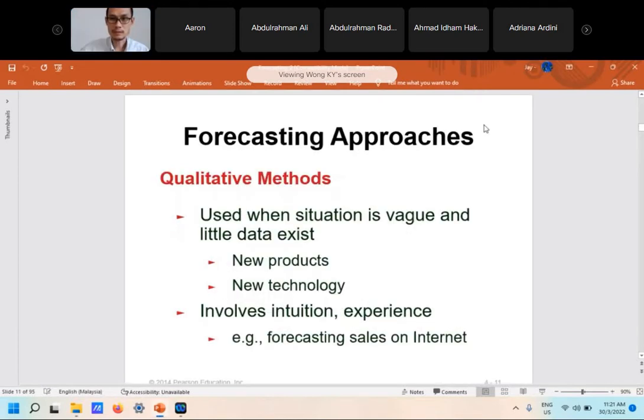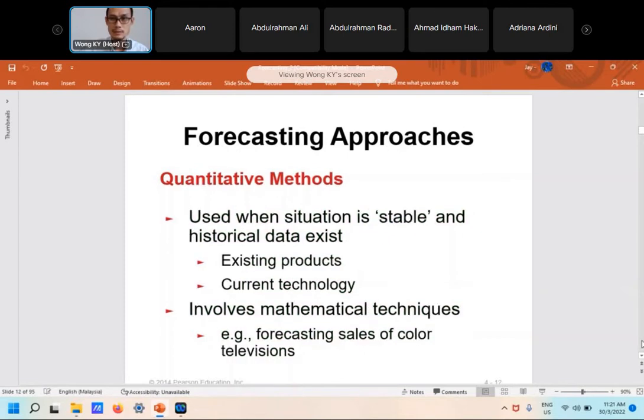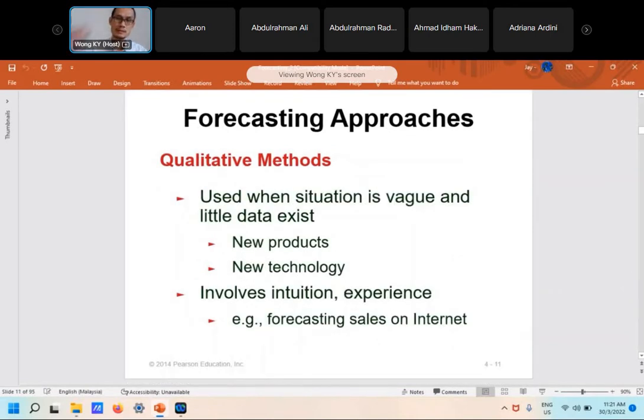Forecasting approaches. You can use qualitative methods. You can also use quantitative methods. Qualitative methods are basically the simplest. What you do is you just use your intuition, your experience, your gut feeling, and just forecast. As simple as that. That is the qualitative method. So basically, it's based on opinions. It's normally used when the situation is not clear, is vague, and where little data exists.